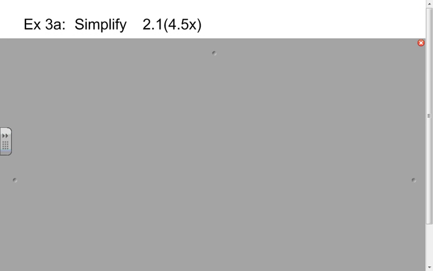Another example. Simplify 2.1 times 4.5x. Okay? The parentheses would be telling me that I need to multiply 4.5 times x, but I can't. The 2 things that I can multiply are the 2.1 and the 4.5. So that's my original problem.